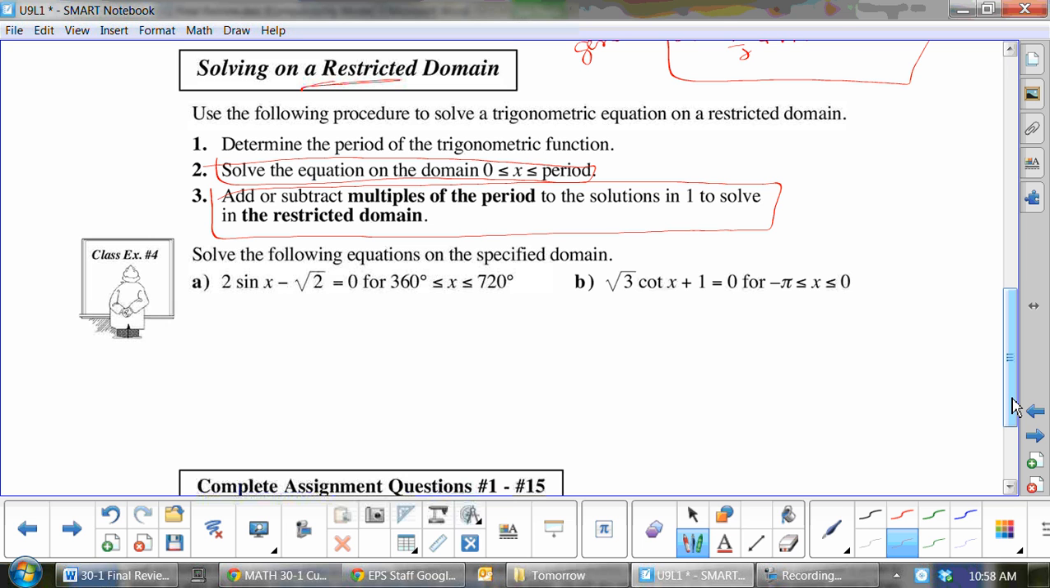Something wrong? Okay, I didn't mess something up though. Okay, yep.